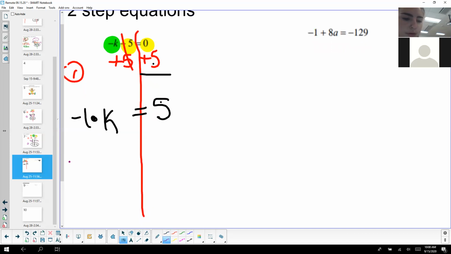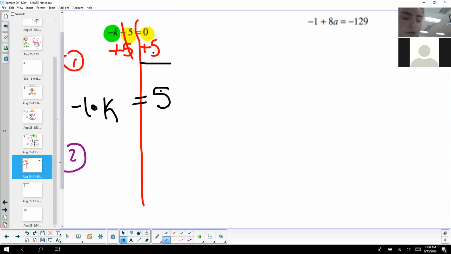I'm gonna pick purple and I'm gonna do step 2. So in order to get k by itself, I'm gonna divide. So I'm gonna undo this multiplication right here by dividing both sides of the equal sign by -1. I'm gonna have k equals 5 divided by -1. So if you were to put that in your calculator, 5 divided by -1, make sure you are practicing putting the negative numbers in your calculator. You should get -5.